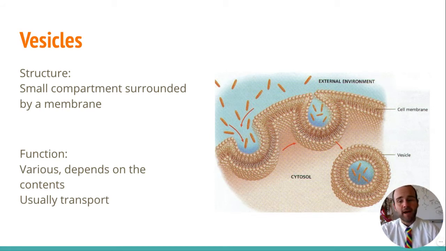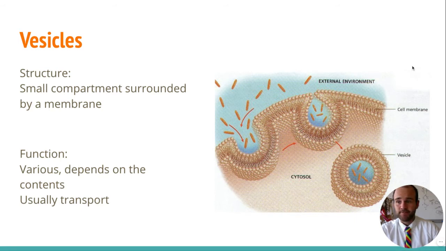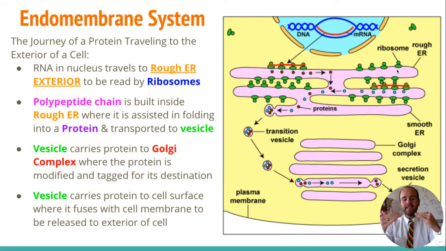Vesicles are made by budding off or fusing into membranes. As you can see in the picture here, from the external environment, some molecules come in and that membrane will close around them to form a little vesicle that will then safely transport those molecules somewhere else. All these things I just described are part of the endomembrane system. The endomembrane system is really important to understand how it works.